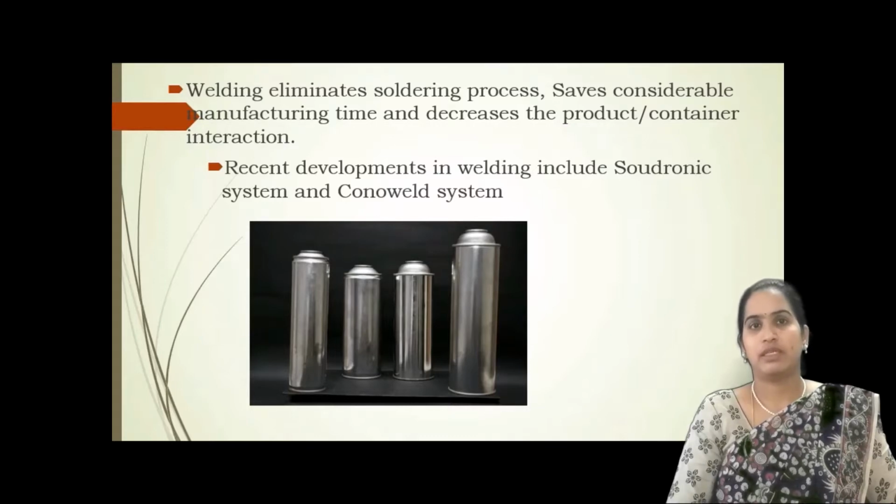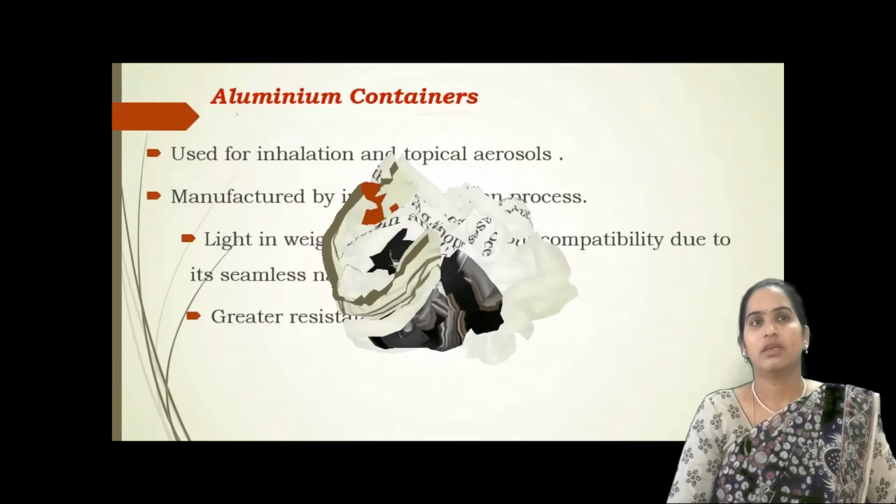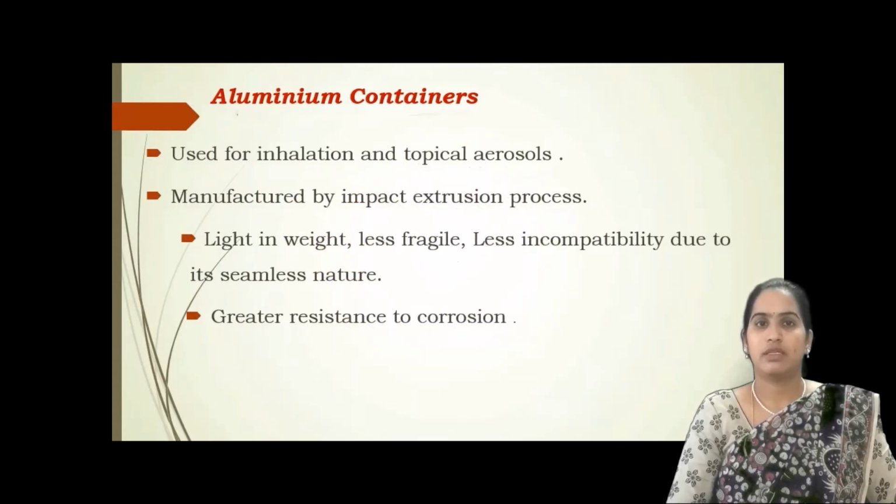The next type of containers is aluminium containers. These aluminium containers are used for inhalation and topical aerosols. They are lightweight and cheap compared to the other metals. Also compared to glass containers, aluminium is less fragile and less incompatible due to its non-reactive nature, and these aluminium containers offer greater resistance to corrosion.